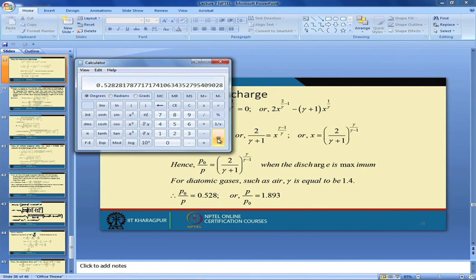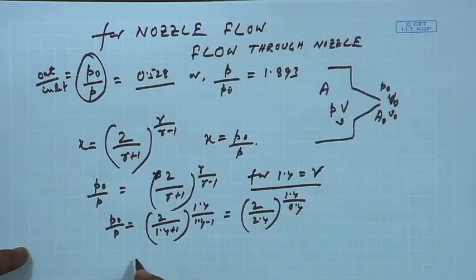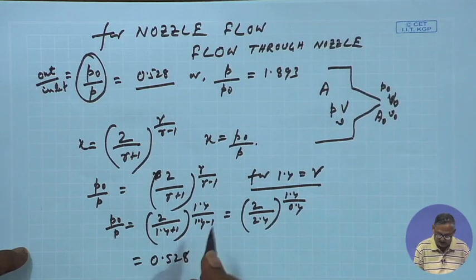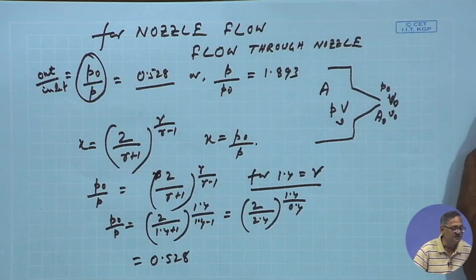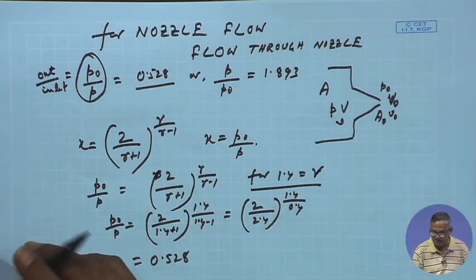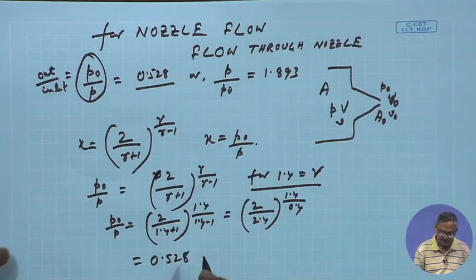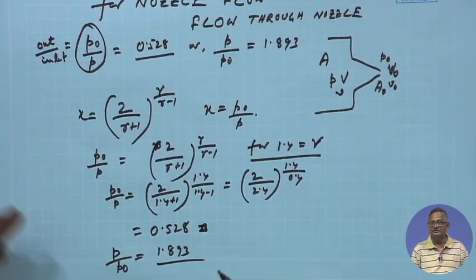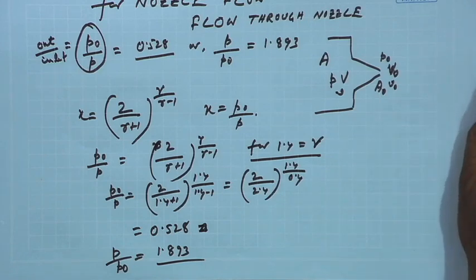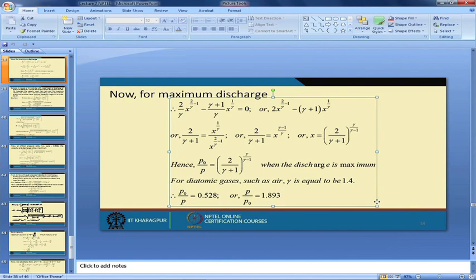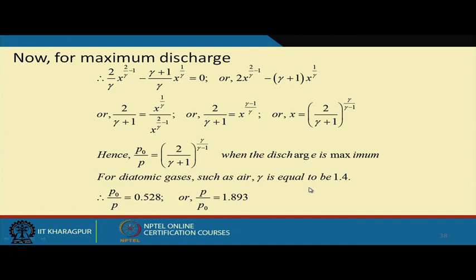So that is what we had written, that this is equal to 0.528, and if you take the inverse of this, it is 1.893, that is P by P0 becomes 1.893, right? So this is a typical value. This value we have to remember. Let us take out this calculator once again. So if we enlarge it, this has a typical value.